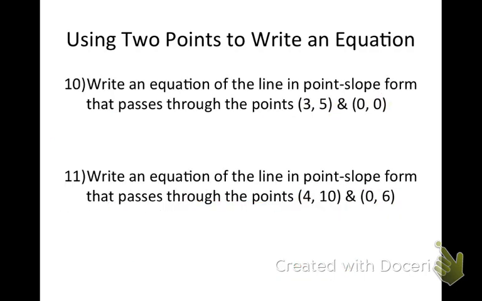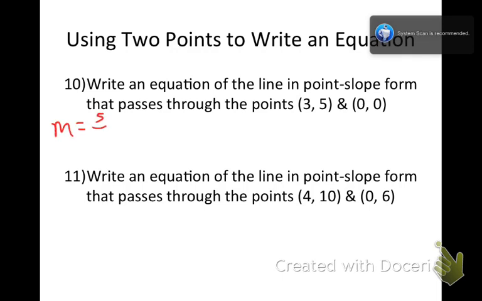Try these 2 on your own. Same idea. Find the slope, put it into point slope form. All right, number 10 here. First thing I need to do is I need to find slope. What do you find for the slope? 5/3. So m equals 5/3.